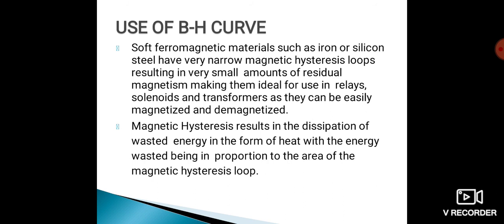Now, magnetic hysteresis results in the dissipation of wasted energy in the form of heat, with the energy wasted being in proportion to the area of the magnetic hysteresis loop. That means, as the hysteresis loop of the material gets broader, to neutralize that residual magnetism we will require additional energy, and that additional energy is termed waste energy. So the broader the hysteresis loop of a material, the higher the losses.